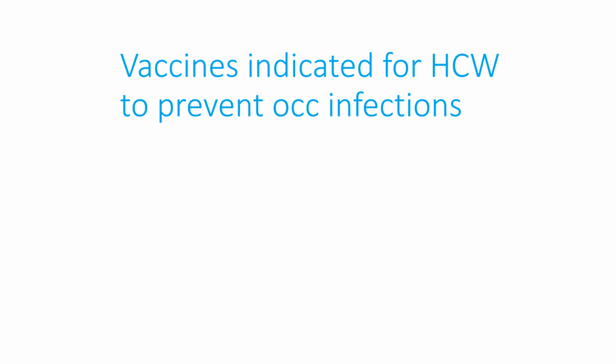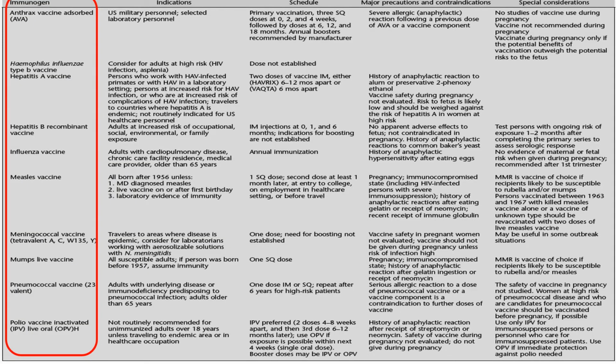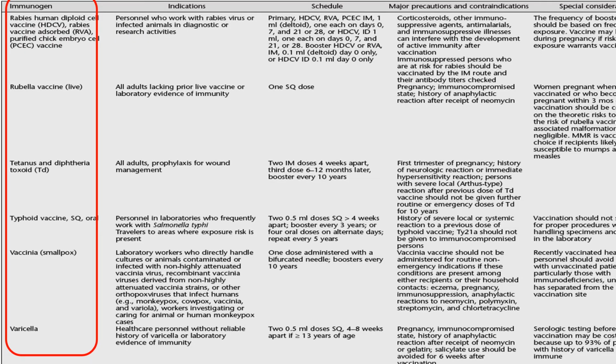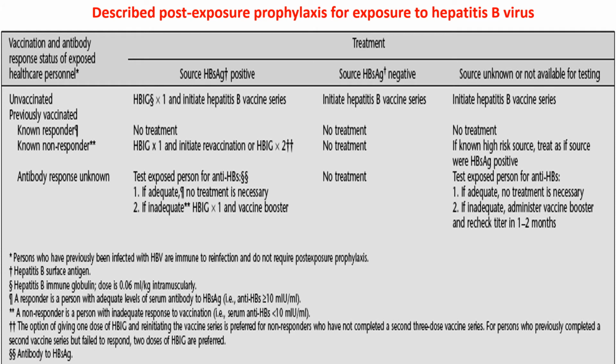Vaccines indicated for healthcare workers to prevent occupational infections. These are the vaccines that the healthcare worker may take to protect him from infection: anthrax, Haemophilus influenzae, hepatitis B, influenza vaccine, measles vaccine, meningococcal vaccine, the quadrivalent, mumps live vaccine, pneumococcal vaccine, polio vaccine, rabies vaccine, rubella vaccine, tetanus, DPT or Td, typhoid vaccine, vaccinia (smallpox), varicella.